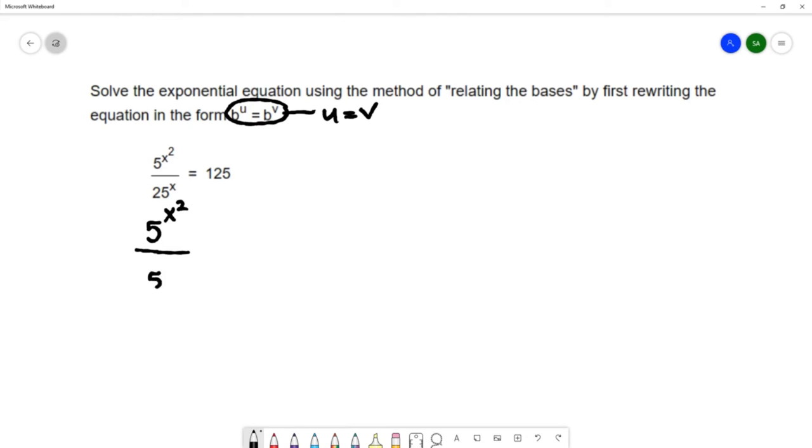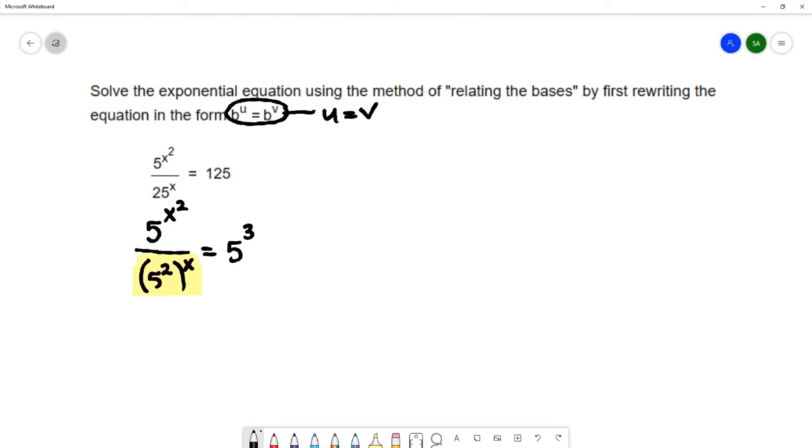25 is 5 squared. And we need to carry down that x, the exponent of x. And I'll write 125 as 5 to the third power. I'm going to use a property of exponents to simplify. And the property that I'm going to use is called the power rule for exponents.